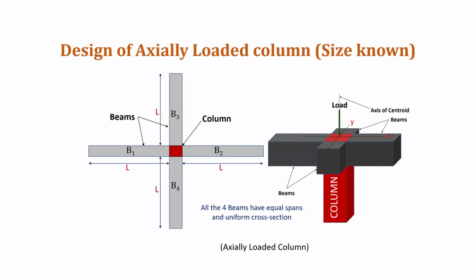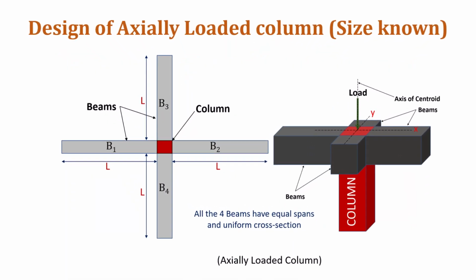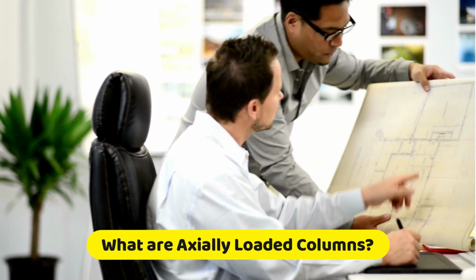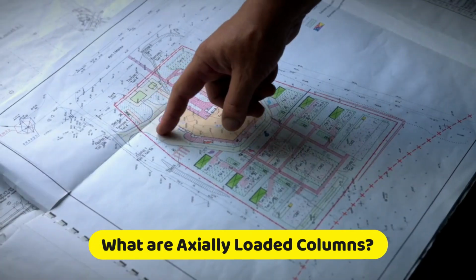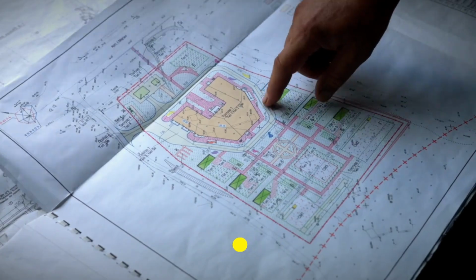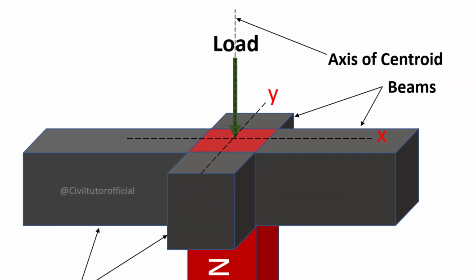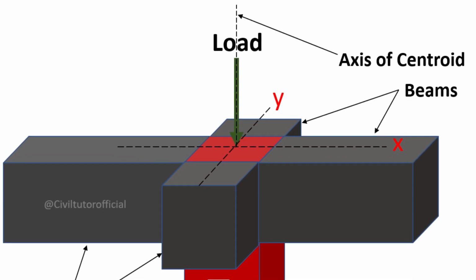In this lecture, we will discuss how to design an axially loaded column when its size is already known to us. Before we begin the design procedure, it's important to understand what axially loaded columns are and how to identify them in a building plan. In an axially loaded column, the applied load passes through the centroid of the section as depicted in this picture.